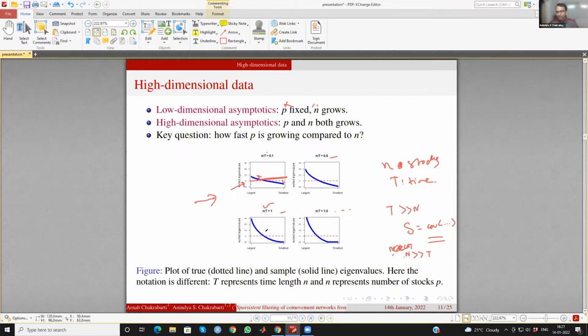If you construct the covariance matrix, then the eigenvalues are completely off. From what should be just a horizontal line, it's just completely off. So this is the main statistical problem. Now, how do we deal with it?